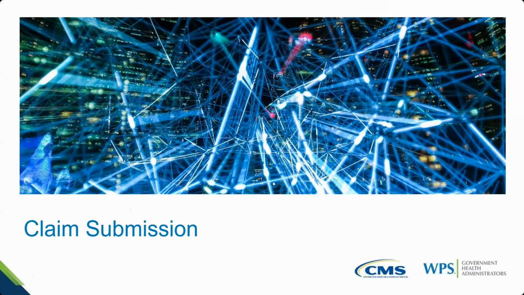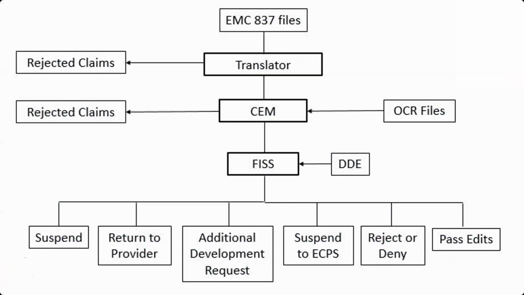Next, we'll move on to talking about claim submission and what can happen once those claims are accepted into FISS. I've created a flow chart so that you can see the different ways a claim can get into FISS depending on the way the claim is submitted. There is editing that occurs at each step, and there are different actions that can be taken depending on what the editing software finds. I'm going to discuss these steps in more detail, but I just wanted to give you a picture of the overall process.